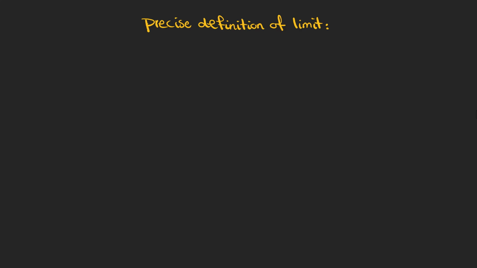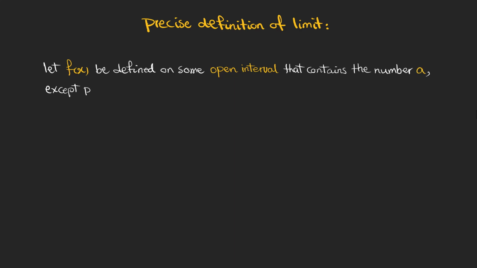part means. Let f of x be defined on some open interval that contains the number a except possibly at a itself. So we are not concerned with the point a itself, and what really matters is an arbitrary open interval around this point. This part of the definition shows that we are talking about the domain of the function, and the points around a are in the domain of this function.